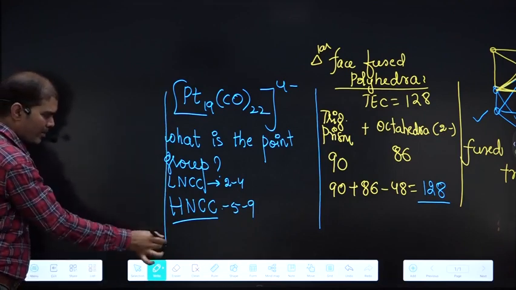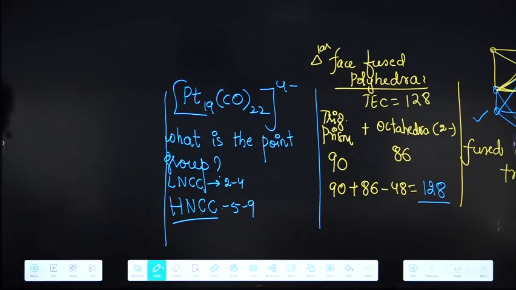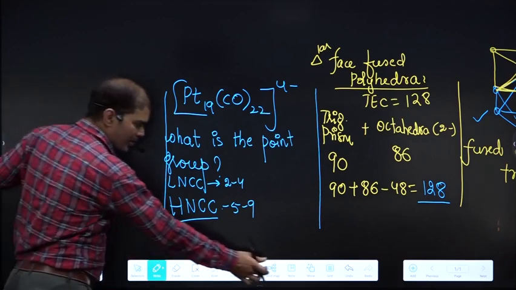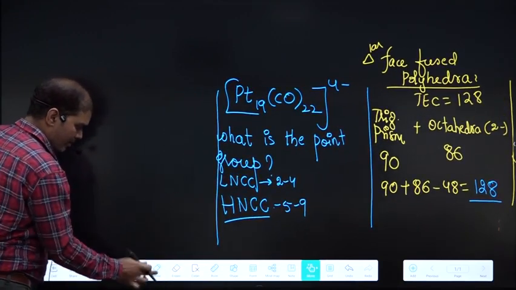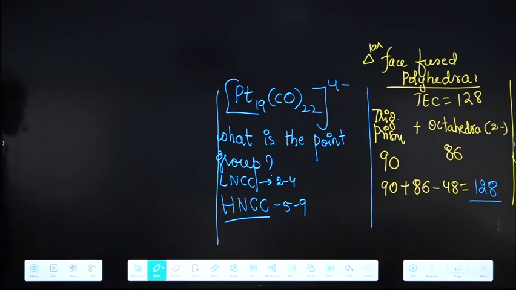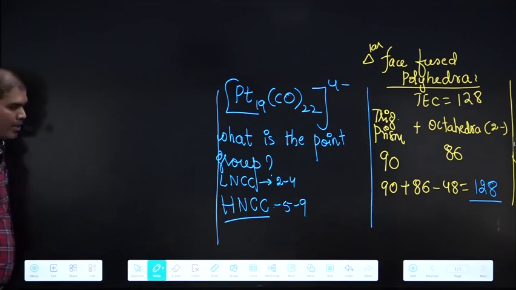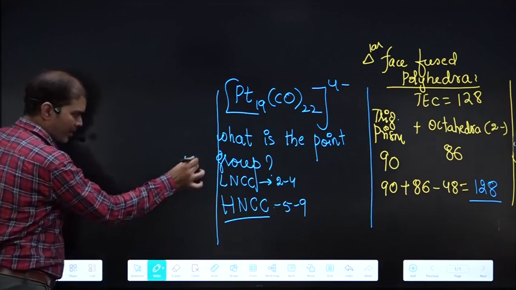Can you predict? The answer is no. Can you draw some structure? Can you guess its point group? What could be the structure of platinum 19? First get me the total electron count. Platinum belongs to the nickel group: nickel, palladium and platinum. So 10 into 19, 190. Platinum is giving you 190.